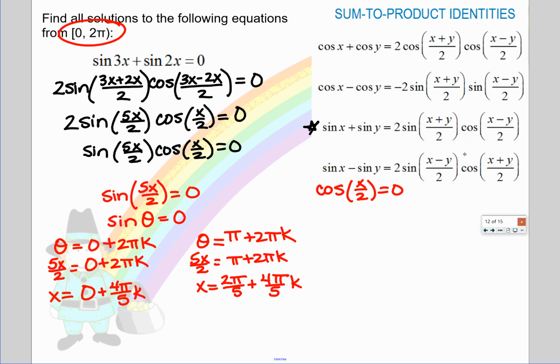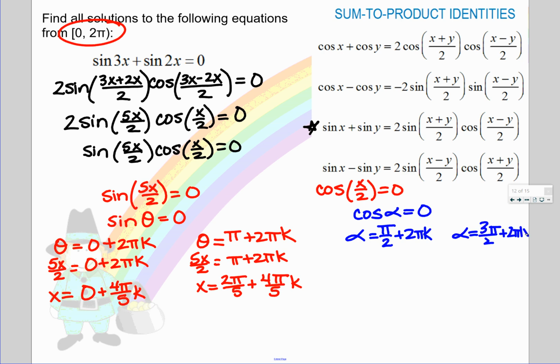Now, I already used a theta. Theta in this problem is equal to 5x over 2, so I'm going to pick a different Greek letter. I'm going to use alpha. It does look like a fish. All right, so where does cosine equal 0? Two places. Pi over 2 plus 2 pi k, and 3 pi over 2 plus 2 pi k. Oh, my computer's slowing down on me.